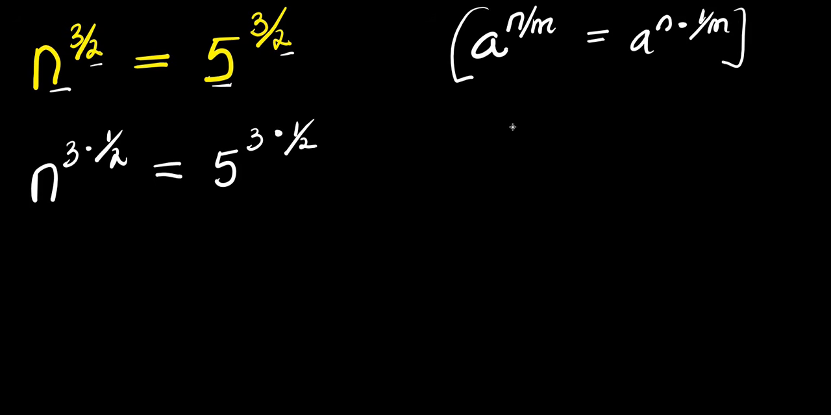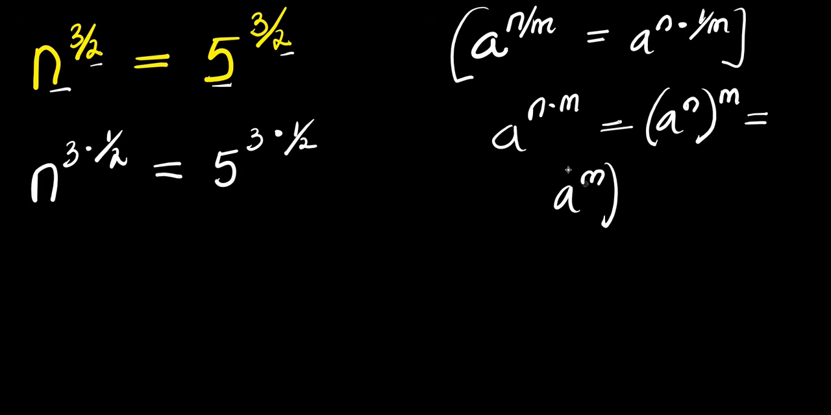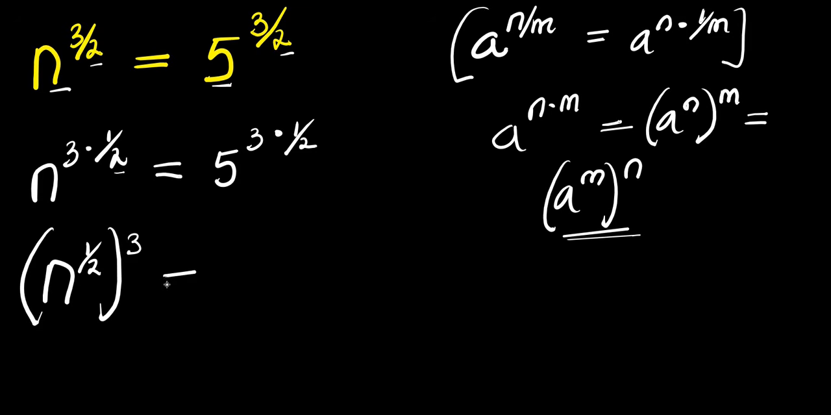Now, if you have a power m times n, this equals a power m to the power of n, and also equals a power n to the power of m. So let's apply that here. We make use of this. That means the half will come before the 3, and they will be inside the bracket. So we have n power 1 over 2 to the power of 3 equals 5 power 1 over 2 to the power of 3.